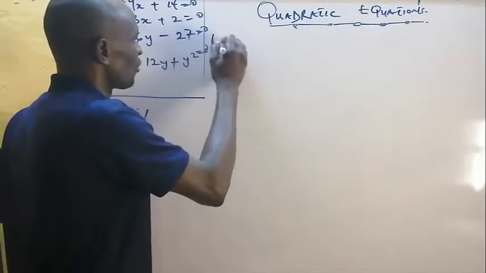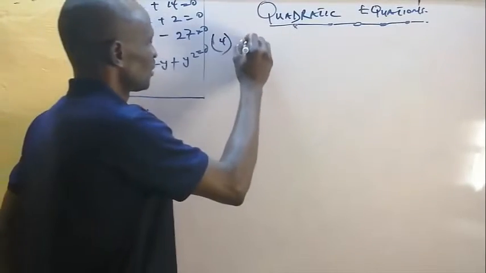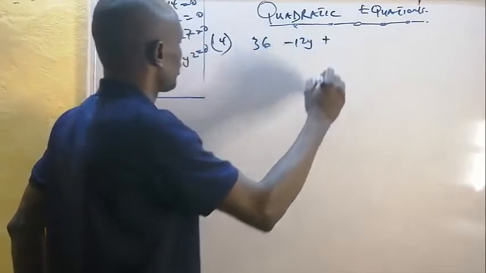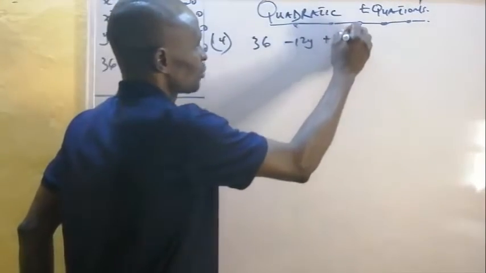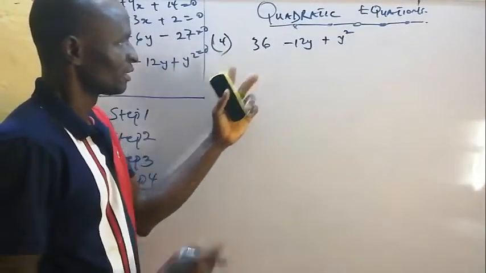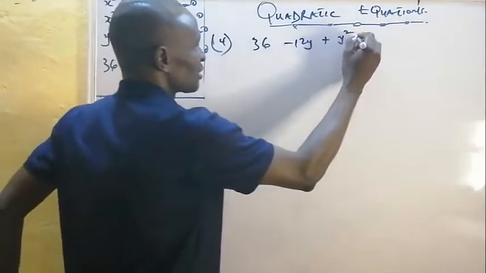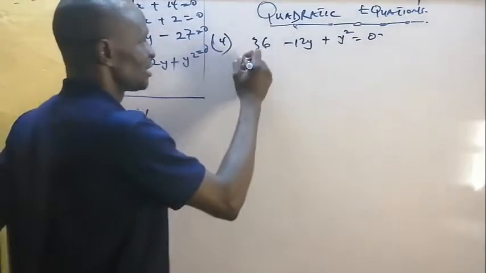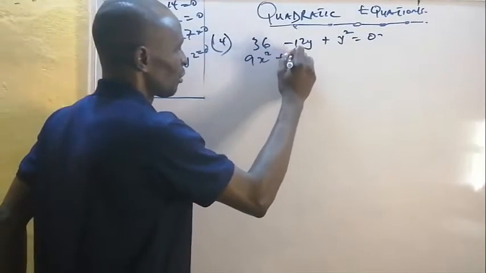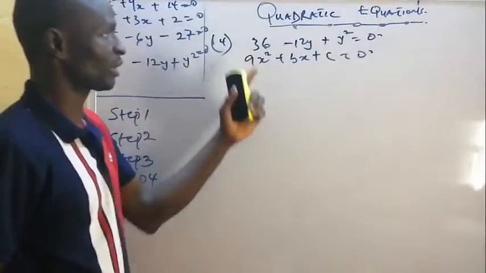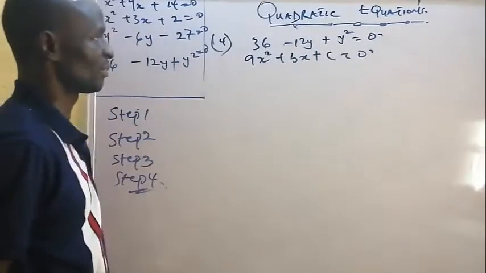Now question 4. 36 minus 12y plus y squared. If you look at it this way, the examiner this time around has turned the question. Our normal orientation is ax squared plus bx plus c is equal to 0. Although the question has turned the other way around, it's still the same thing.